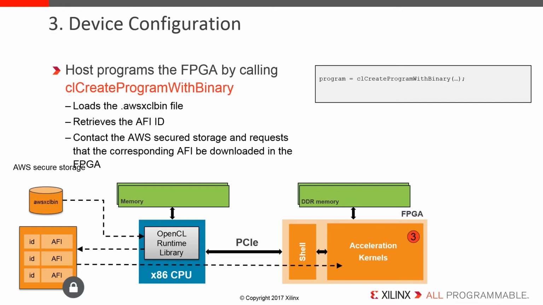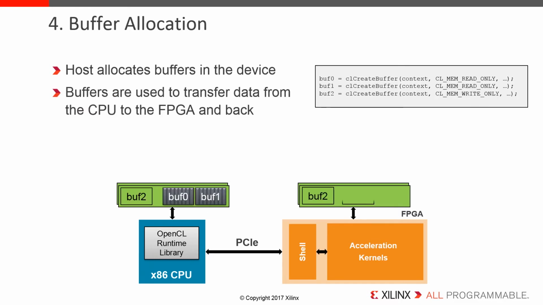Next, the application needs to start sending data. The first step in sending data is to allocate buffers on the device. In this small example, 3 buffers are shown. 2 are used to send data to the kernels, and 1 buffer is used to store the result. These device buffers mirror buffers already allocated on the host, where the input data is already stored and where the output data will be stored.